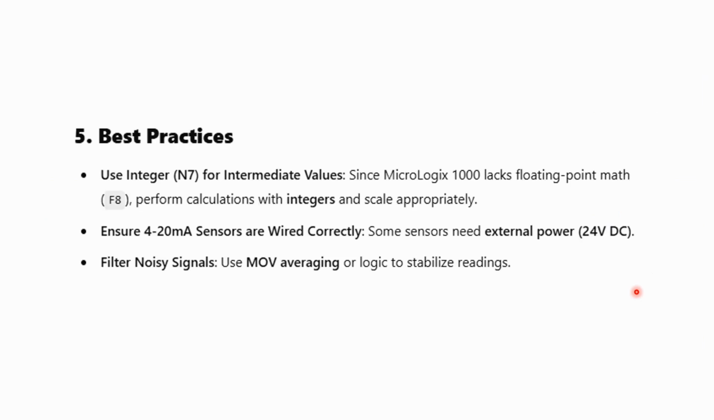So, some best practices to follow. Use integer files, the N7s, for any intermediate values. Since the MicroLogix 1000 lacks floating point math, you may have to perform calculations with integers and then scale them appropriately. Some models have floating point. When you get into the processors like the SLC 500 series, you get floating point, but the MicroLogix has some features that are lacking.